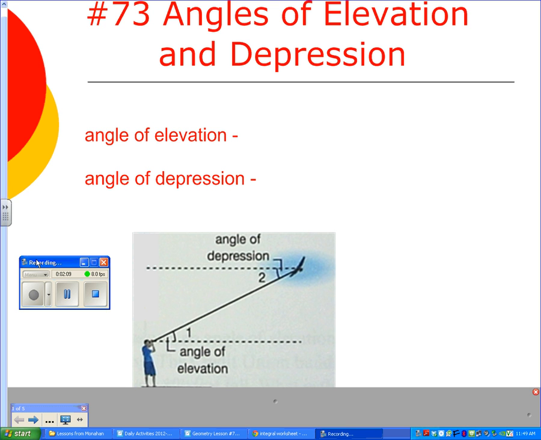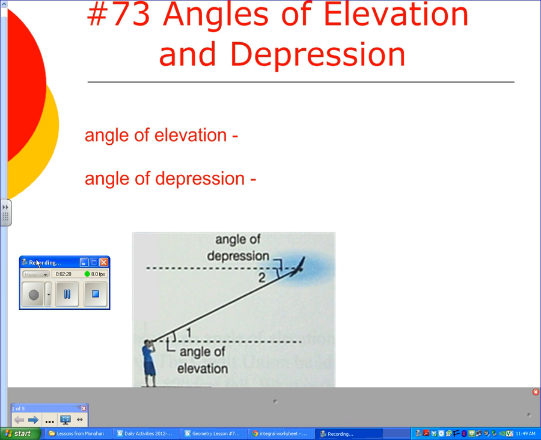So that's a picture of it. You've got the person. Their line of sight is like right here. That's the horizontal line. And then it looks up because that's where their eyes are. So horizontal line and line of sight goes up here. And that's an angle of elevation because you're looking up. Does that make sense?